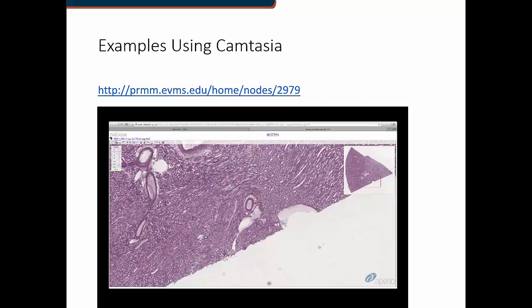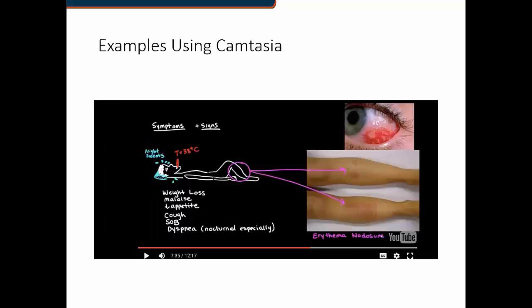So here are some examples using Camtasia. I'll include these links so you can actually go and look. This is a video of a pathology slide where it's annotated, it's moving, and there's voice narration over top. And we'll look at these in the regular classroom too.